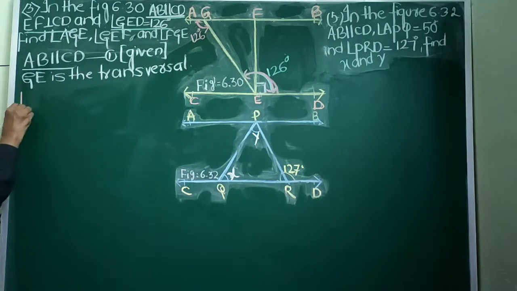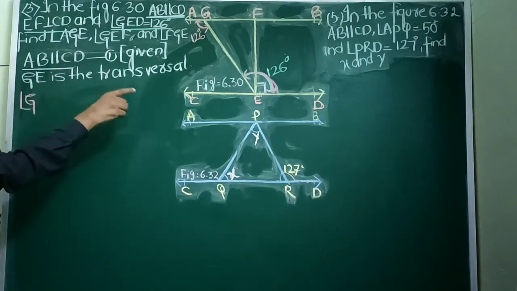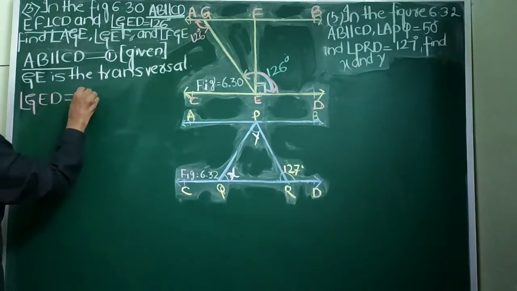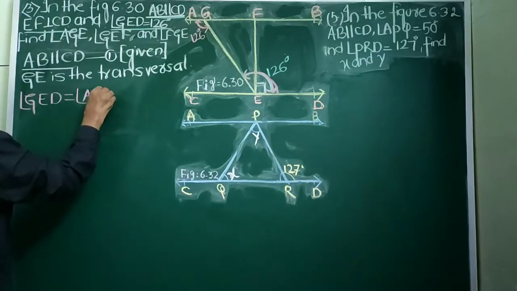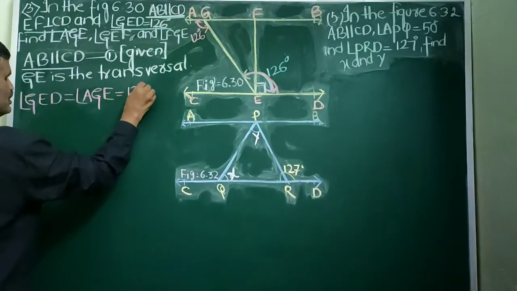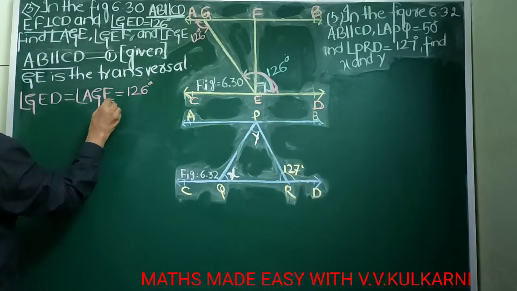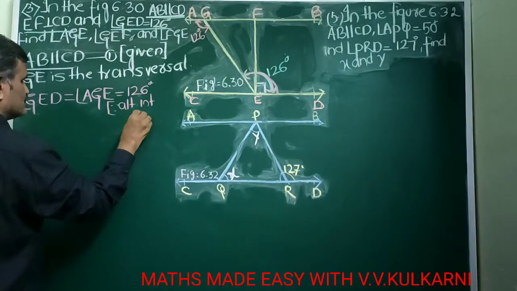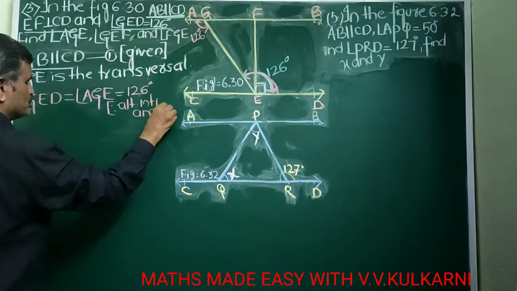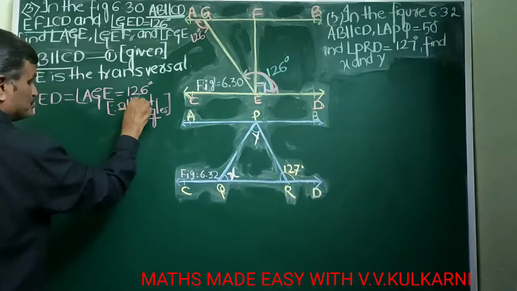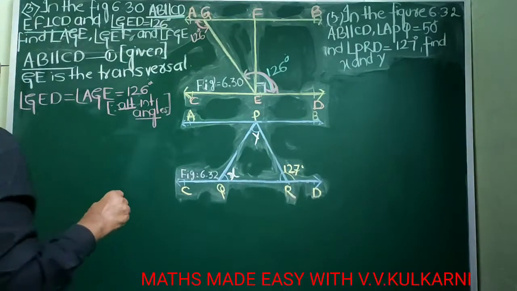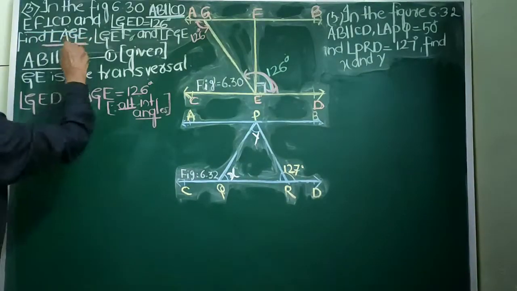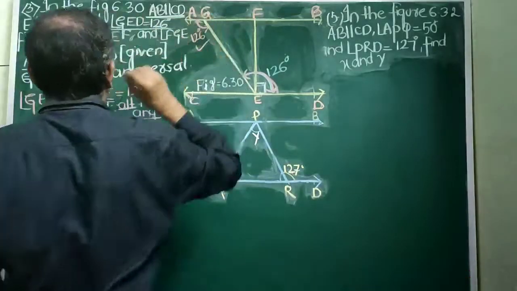So what I will do here is, angle GED will be equal to angle AGE, and that will be equal to 126 degree. And here you should write the reason also, because alternate interior angles. You must and should mention the reason, otherwise it is of no use. So the first question is solved. AGE we wanted, and I have calculated AGE. The first part is over.